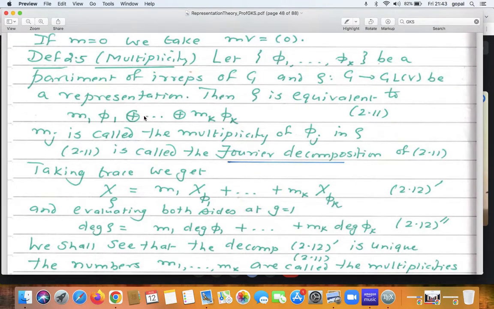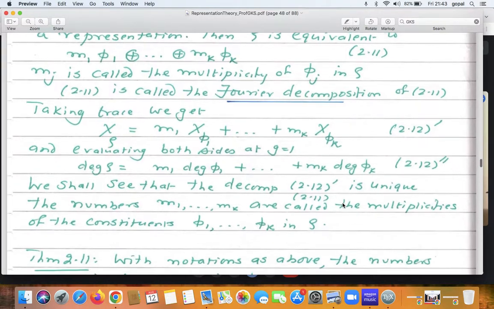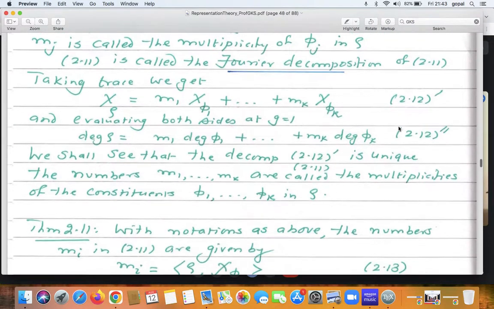Now take the trace of both sides, and we get that the character of rho is m1 times the character of phi1 plus ... plus mk times the character of phi k. Now evaluate both sides at g equal to 1. We get that the degree of rho must be m1 times the degree of phi1 plus ... plus mk times the degree of phi k. We shall see later that this decomposition 2.12 prime is unique, and the numbers m1, m2, ..., mk are called the multiplicities of the constituents phi1, phi2, ..., phi k in rho.